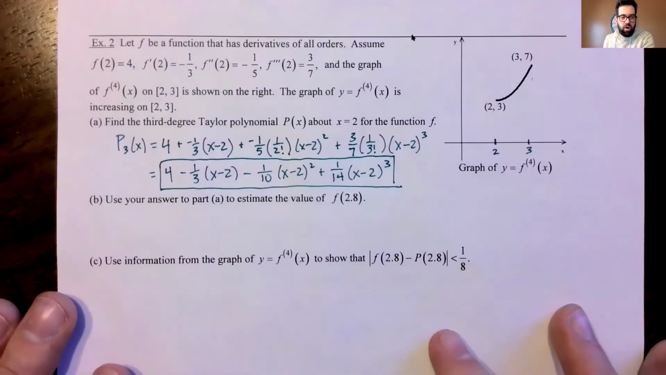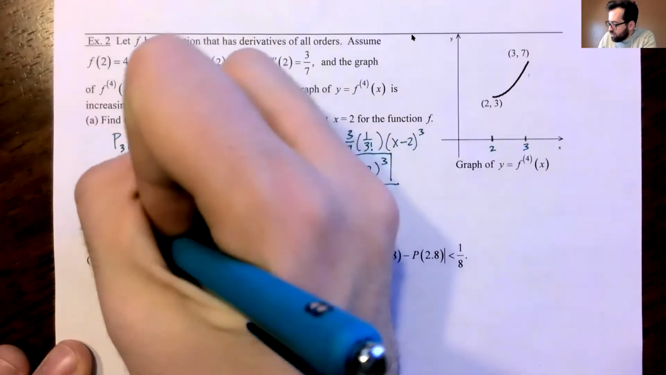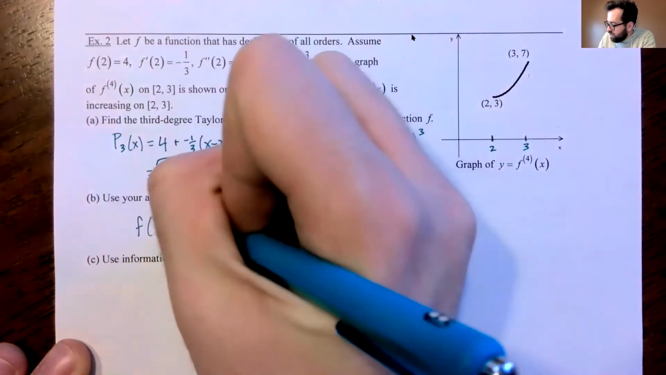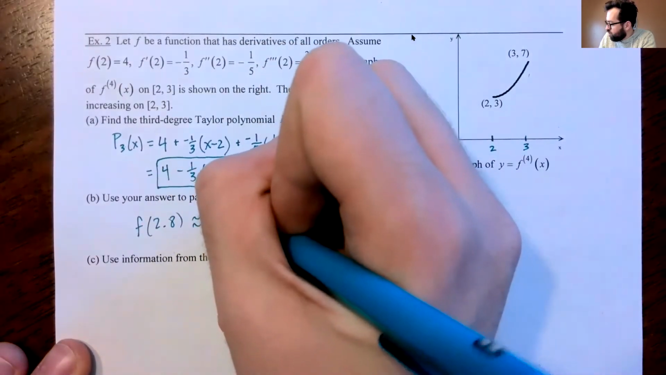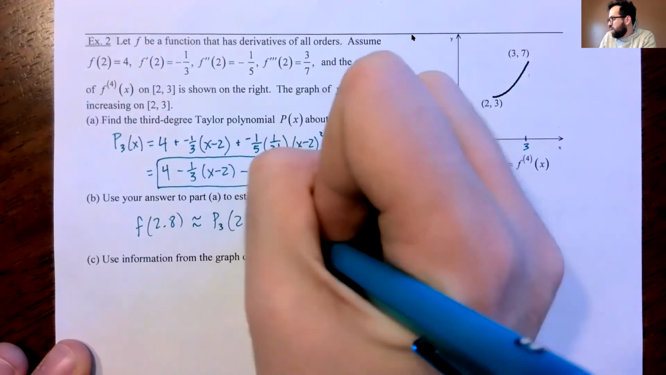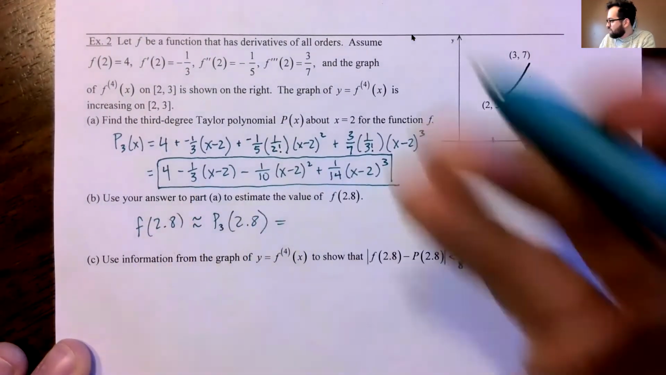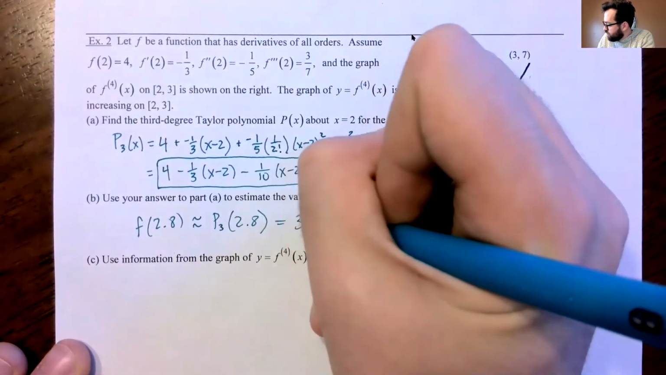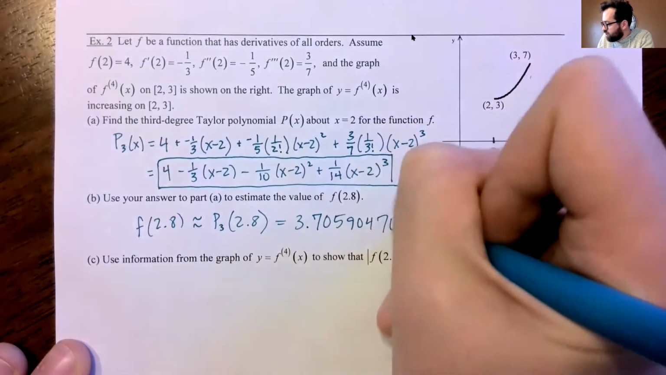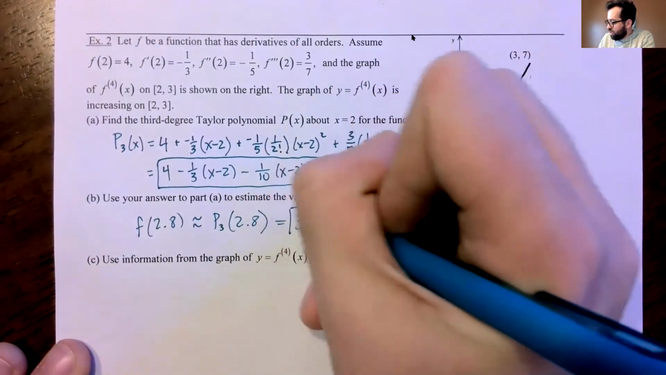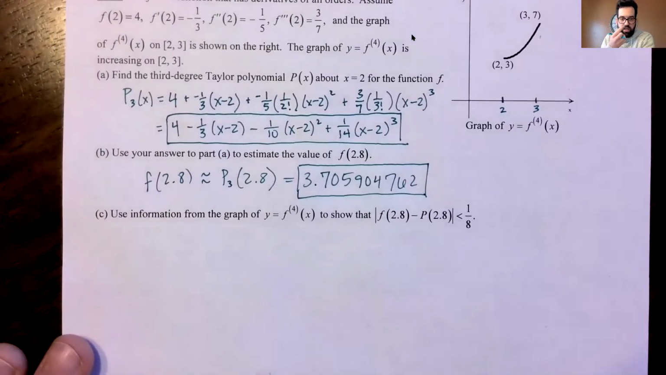There's part A. Part B, use your answer to estimate the value of f of 2.8. So we know that f of 2.8 can be approximated by p sub 3, the third degree Taylor polynomial, at 2.8. If I plug that into a calculator, plugging in 2.8 for every x, which I already did previously, what I'm going to get is 3.705904762. I'm not chopping any of those values off because they might be necessary for part C.